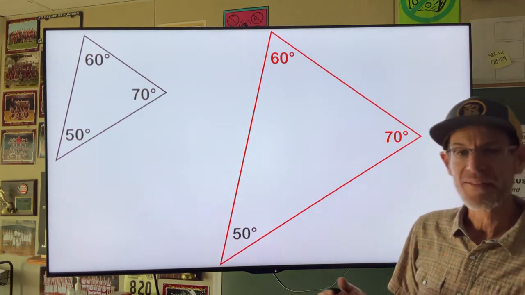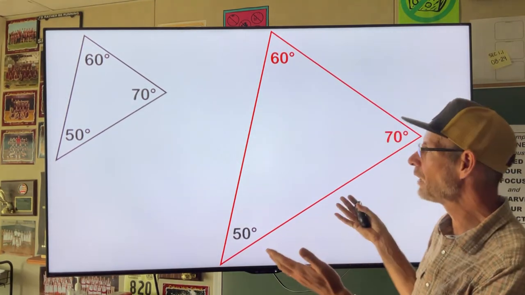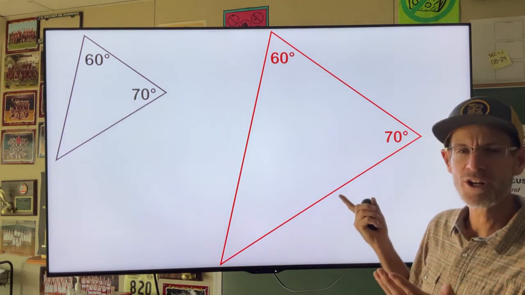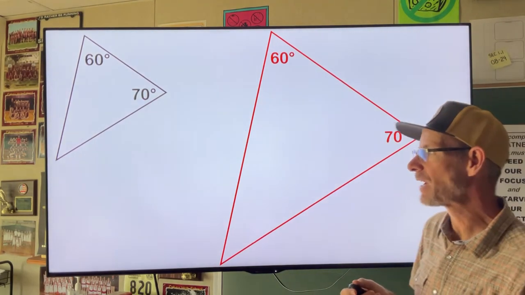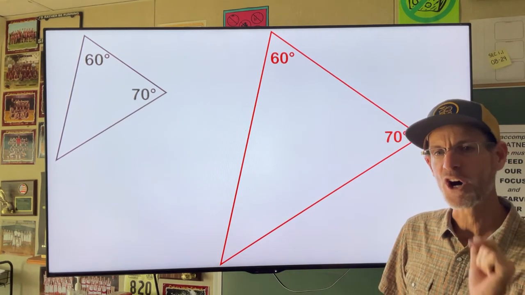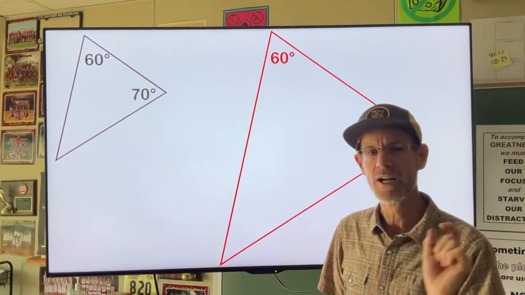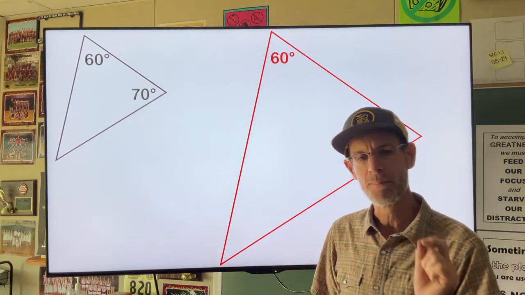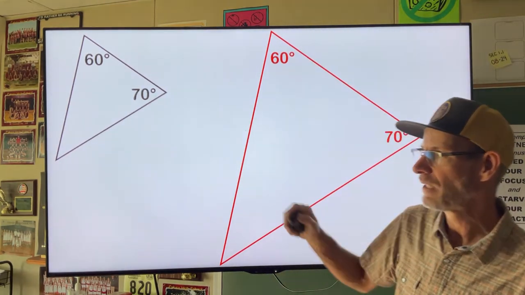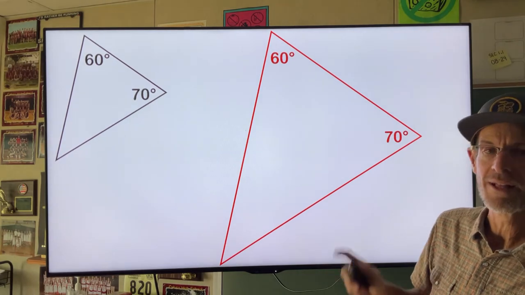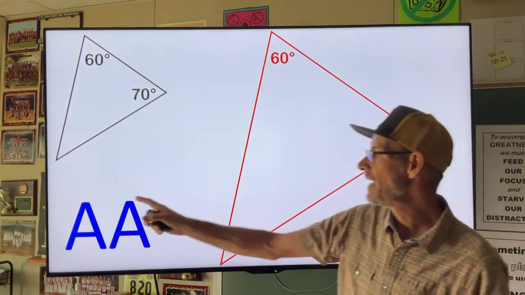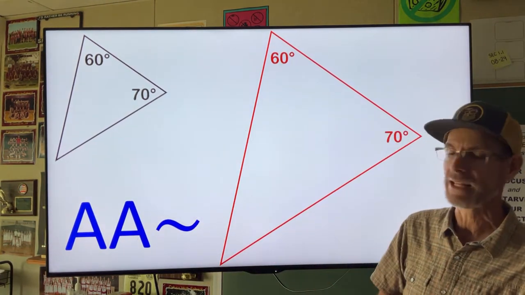Can we say that the triangles are similar if we only know about the angles? What if we only know about two angles? And the answer to that question is there is a special rule. Similarity happens if all of the angles are congruent and all of the sides are in proportion. But there is a special rule that says if two angles of one triangle are congruent to two angles of another triangle, then those triangles are similar. And that is called the angle-angle similarity theorem.